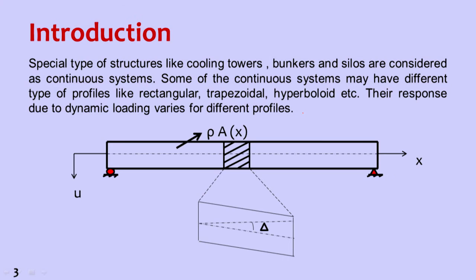Let us take a structure or a member, something like a shear beam. Here we can see this is the positive u axis, where u is the displacement. We take an infinitesimal length of dx, and rho is the mass density, A is the area of cross section, and this is the x axis, throughout the length of the member or the height of the structure. Now let us write the equation of motion for this.